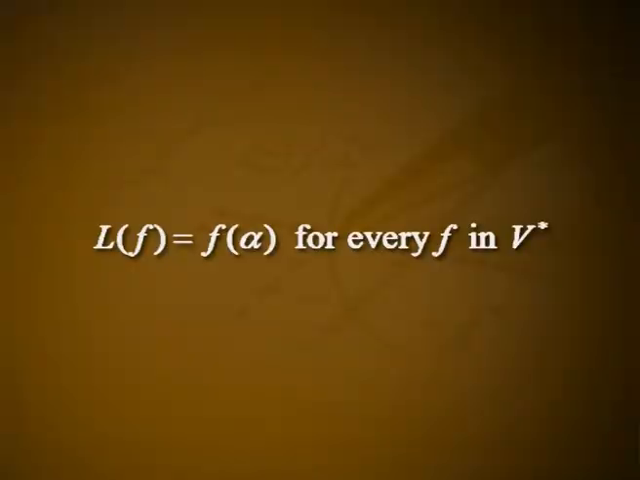Corollary 1, let V be a finite dimensional vector space over the field F. If L is a linear functional on the dual space V star of V, then there is a unique vector alpha in V such that L of f equal to f of alpha for every f in V star. We are now ready to answer the question whether every basis for V star is the dual of some basis for V. Corollary 2, let V be a finite dimensional vector space over the field F. Each basis for V star is the dual of some basis for V.